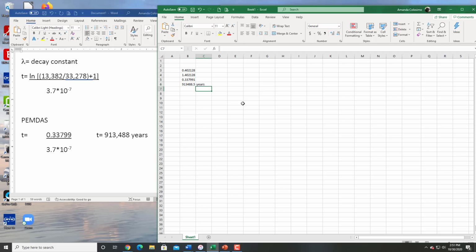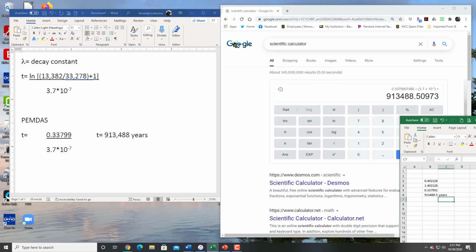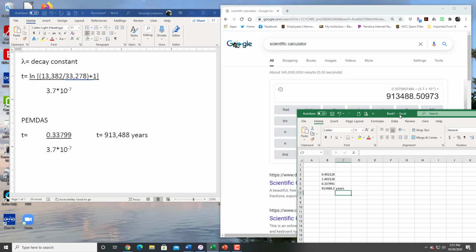Excel is something that MCC gives all of its students for free, but then also the scientific calculator is right on Google as well. So you can use either of those methods, come up with the same answer to determine a radioactive age. All right, good luck.